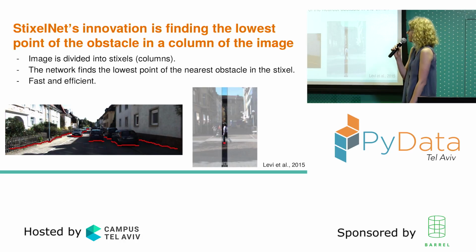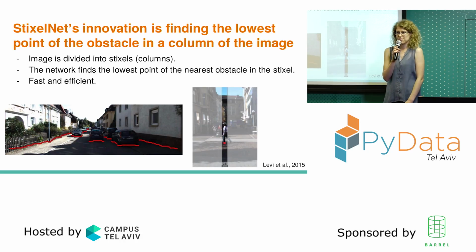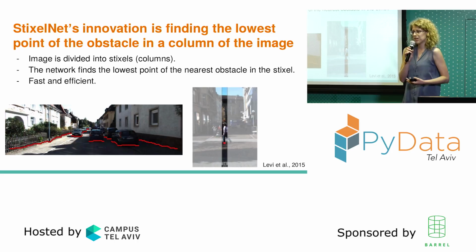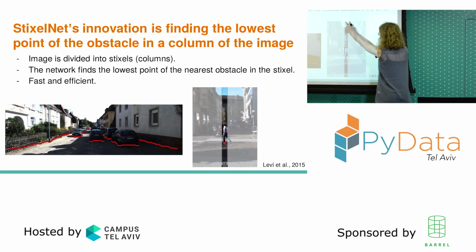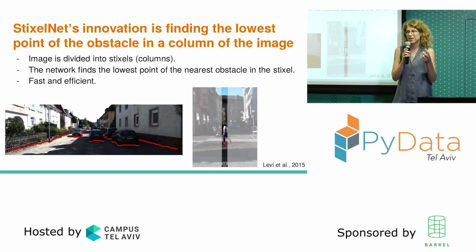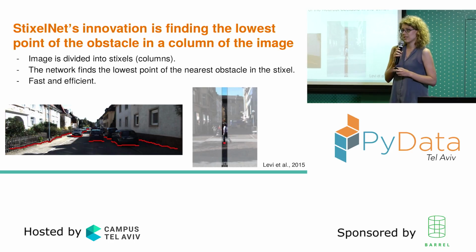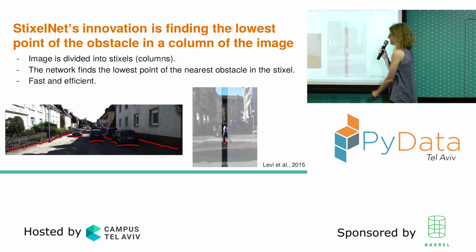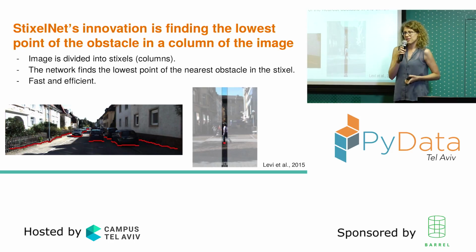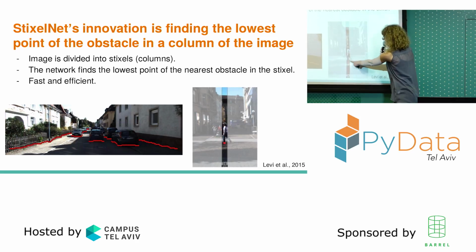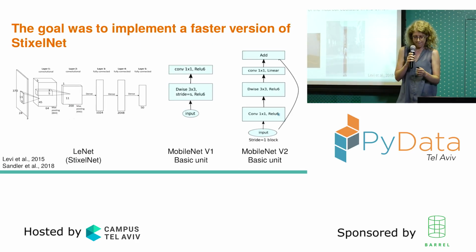So in 2015, a work called StixelNet was published. The innovation in this work is that instead of looking at the entire picture, now we're looking at the stixel, basically a narrow column of a part of the image. In this stixel, what the network needs to provide us is the location where the first obstacle begins. Mainly, we're just dividing the stixel into bins, and the network outputs the bin where the obstacle begins. You can see it here marked in red.